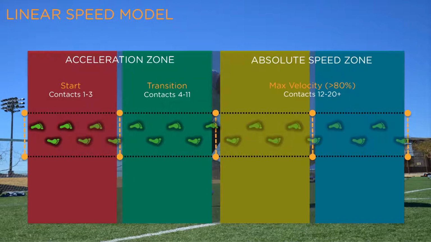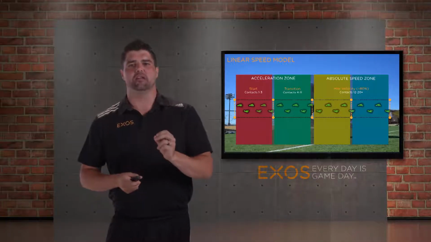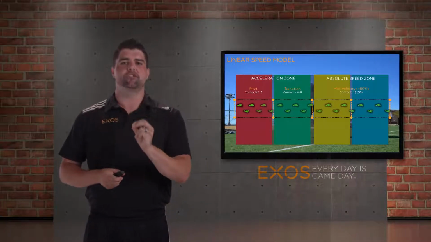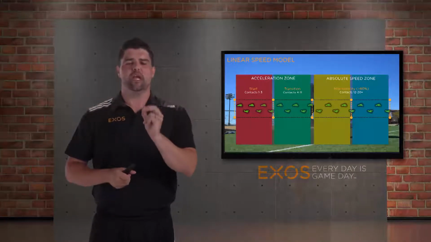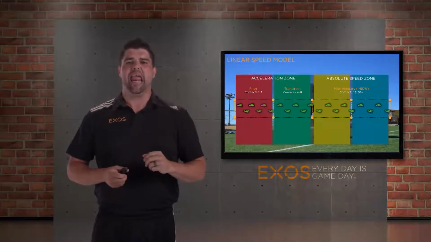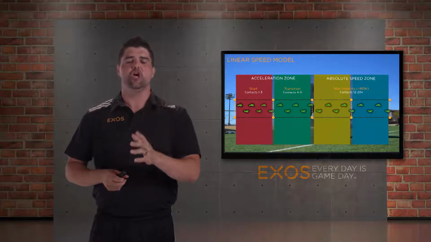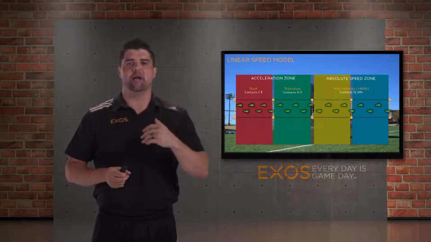Therefore, instead of thinking of acceleration only through 10, we really need to think of this technique and what's happening up through 20 yards. And then finally, your final steps, roughly 12 to 20 plus steps based on the distance, make up max velocity. And again, we're going to define max velocity as achieving over 80% of your max velocity. The reason we're defining it that way is once you're at 80% of your max speed, you are in what we call absolute speed type technique.